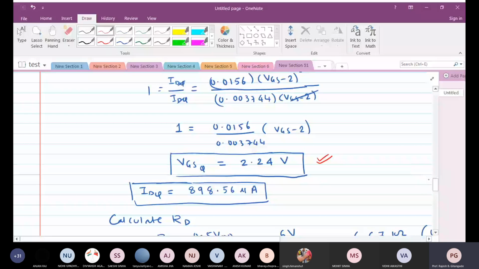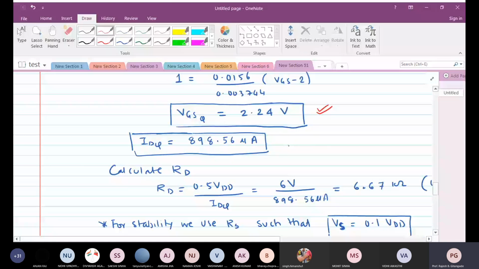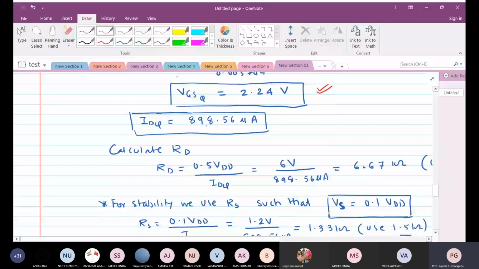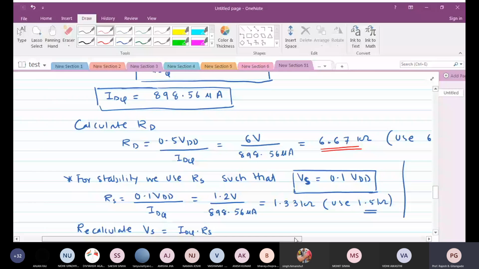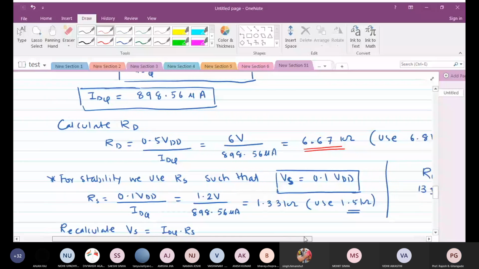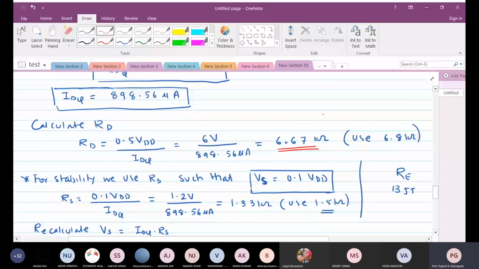Okay. So it is nothing but solving two equations simultaneously. Then IDQ can be found very easily. We already know the equation for that. So IDQ turns out to be 898.56 microamperes. Right. And I calculate RD. If I calculate RD, I get the value of 6.67 kilo ohms. And we will use both the ways: we are going to use the raw values as well as the standard values, and by simulation see what the difference is.